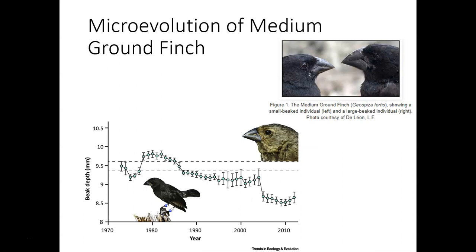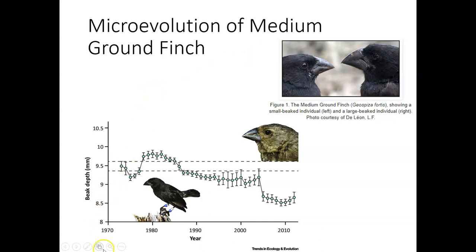One example of microevolution is exhibited by the video you watched or will watch about Darwin's finches, the medium ground finch that was studied by Peter and Rosemary Grant. Remember that natural selection occurs when there's variation in a population. In this image, you can see two different individuals of the same species. This individual on the left has a shallower beak, and this individual on the right has a deeper beak. So there's variation within the population.